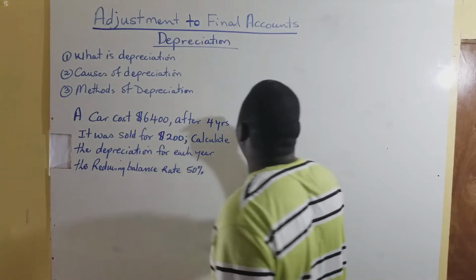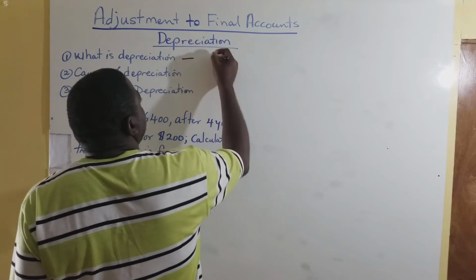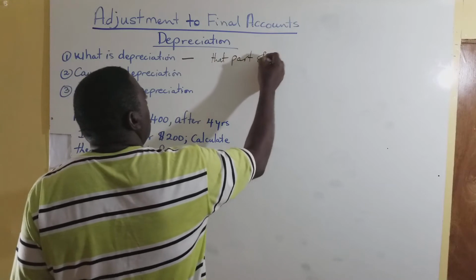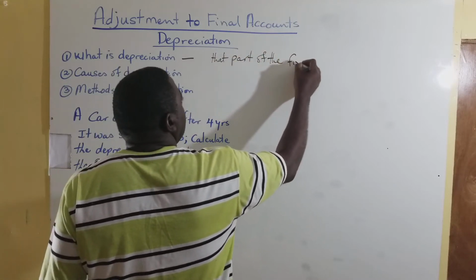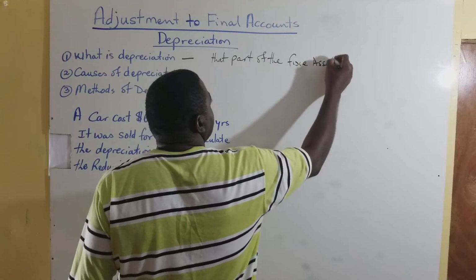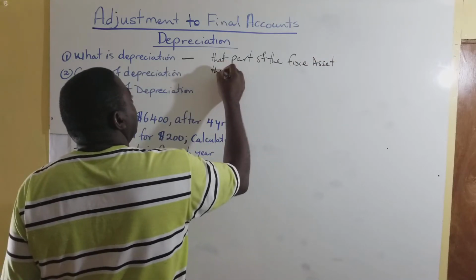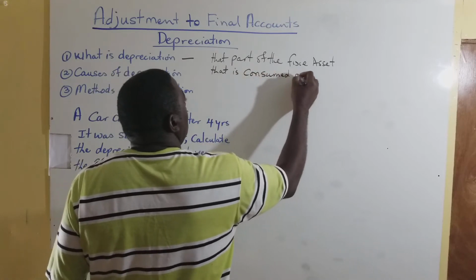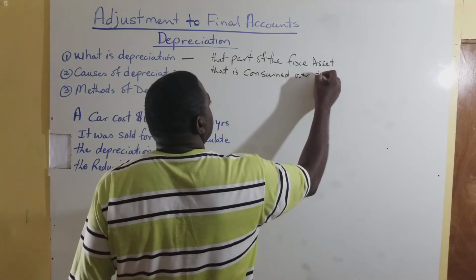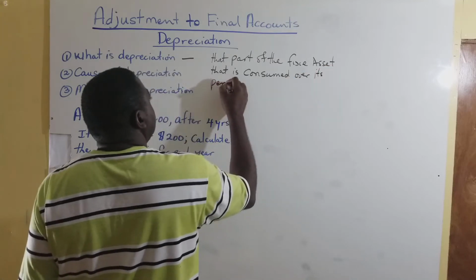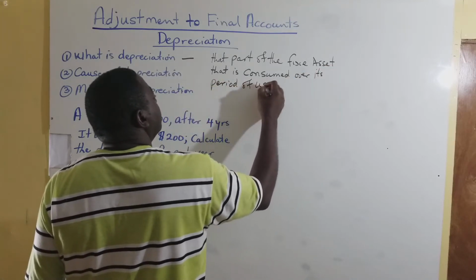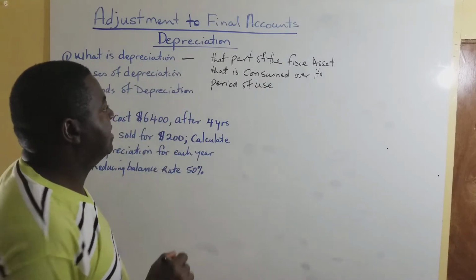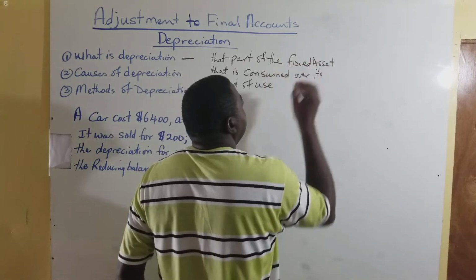All right? So, just for clarity, it is that part of the fixed asset that is consumed over its period of use. Making sure everybody gets it. All right? Now, there's a D missing here, fixed asset.